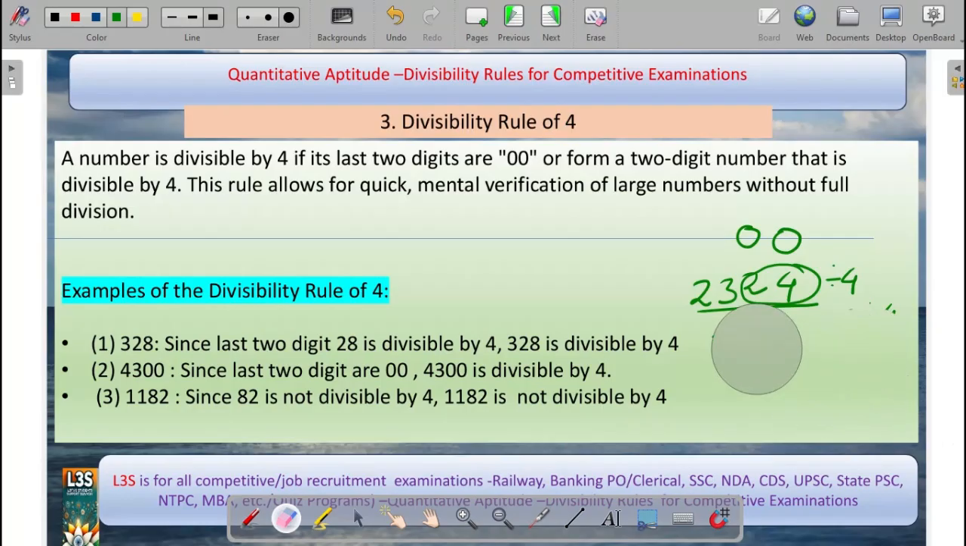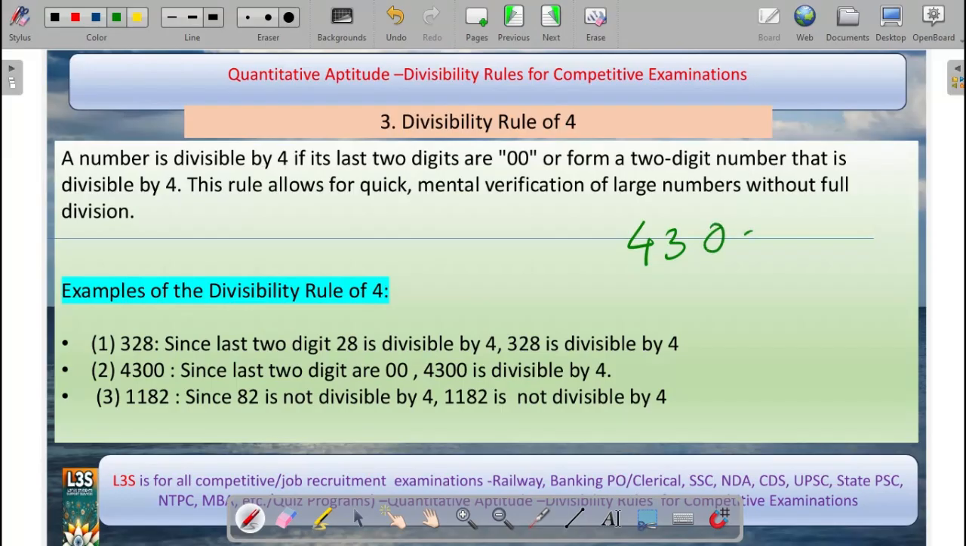I hope you understand. Another example, 4300. Here the last two digits are 00. If it is 00, directly the whole number will be divisible by 4.